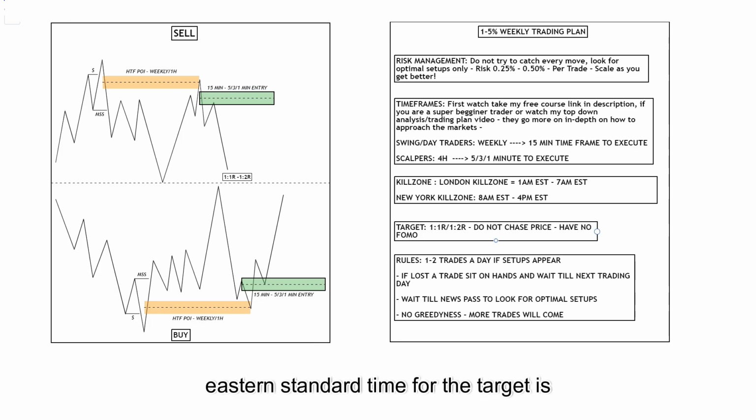For the target, always target a 1-to-1R to a 1-to-2R. Do not chase price and have no fear of FOMO. So make sure you guys watch my fear of FOMO video also.